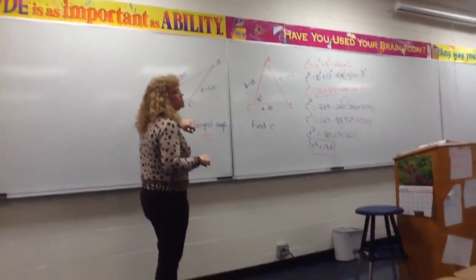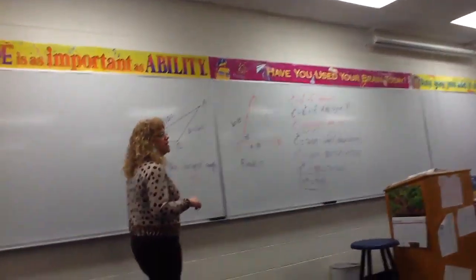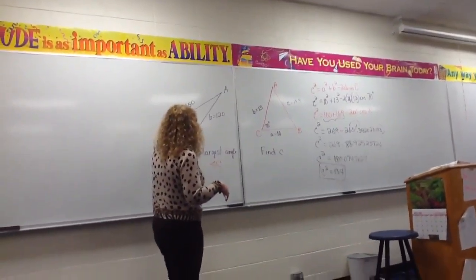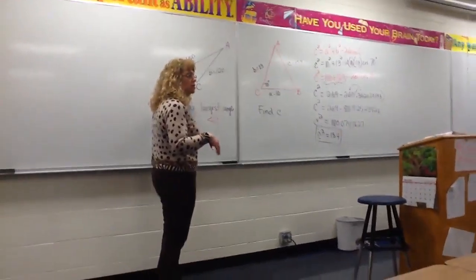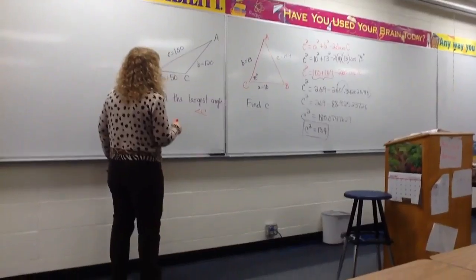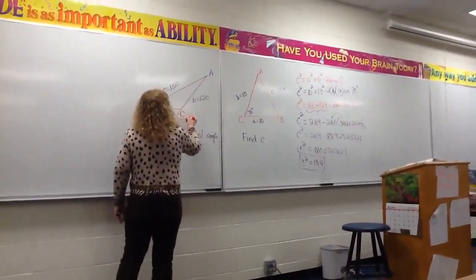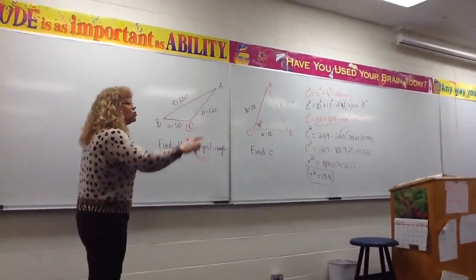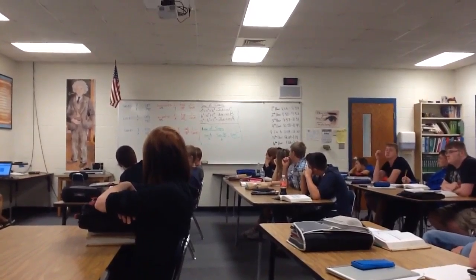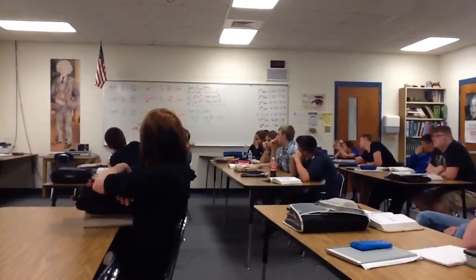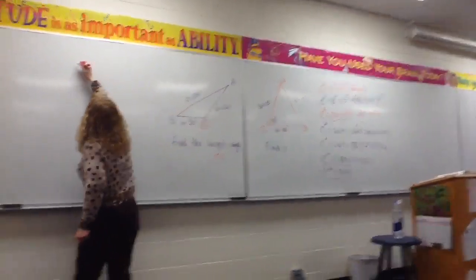What if it said find the smallest angle? Which one would it be? A, right? Because A is the smallest side. Smallest angle across from smallest side. Largest angle across from largest. So we're looking for angle C. Which one up there are we going to use if we're looking for angle C? The first one, right? The first one has the capital letter C.